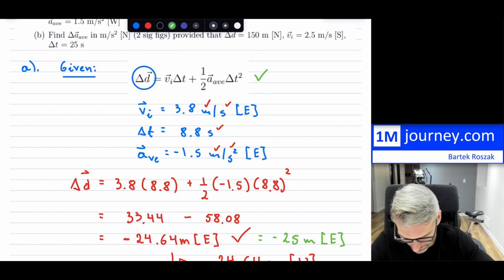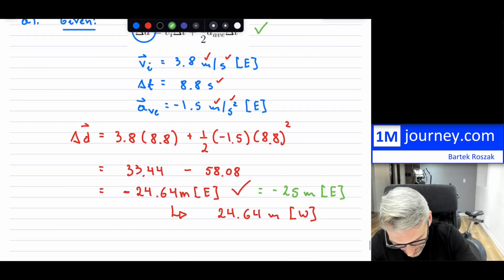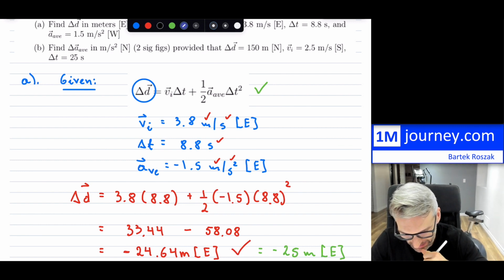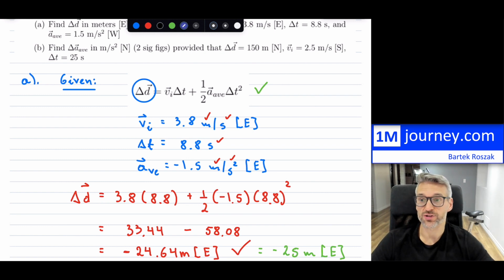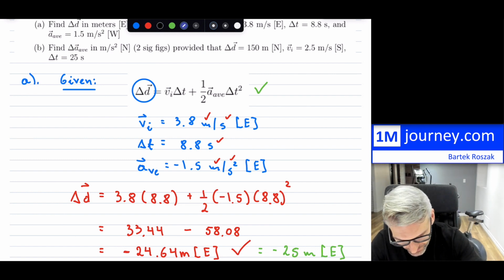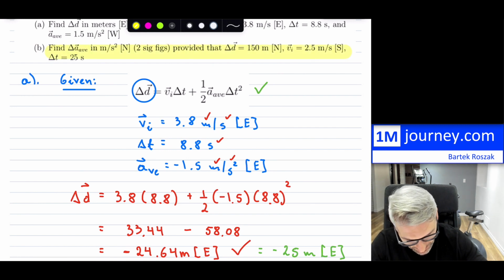So that's part A. All right, so now let's dive in and take a look at part B. In part B, it is utilizing the same formula, and now we're supposed to be finding the average acceleration, and we want it north, right? And these are the given pieces of information.